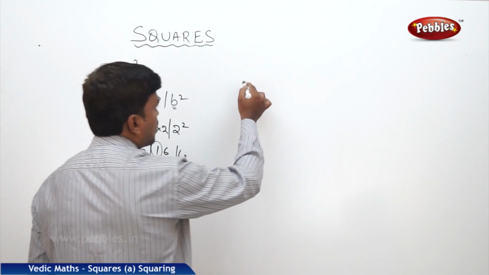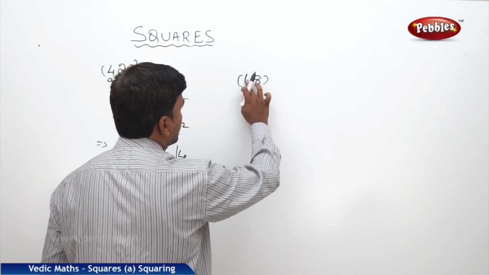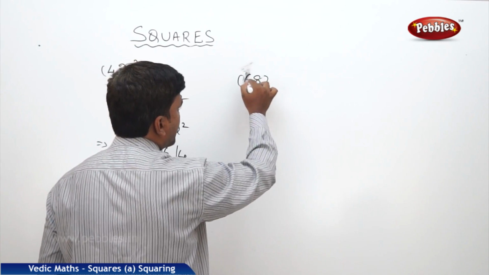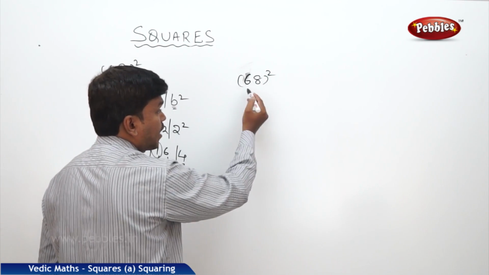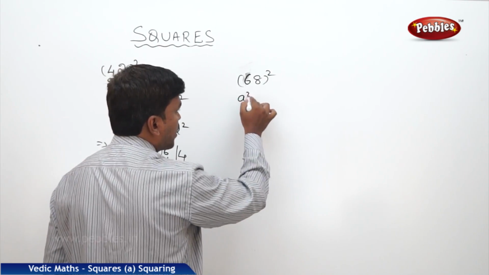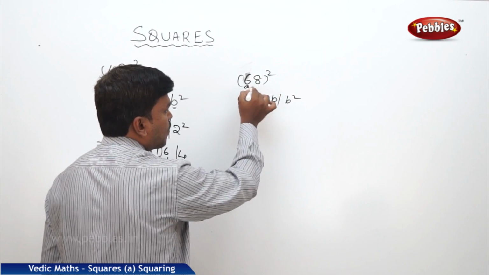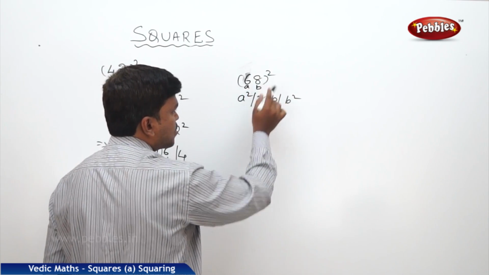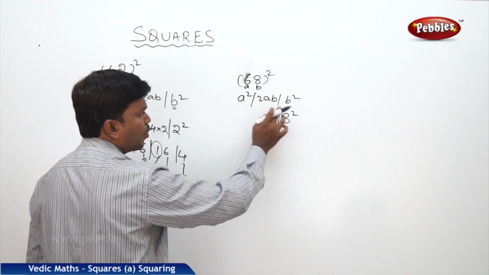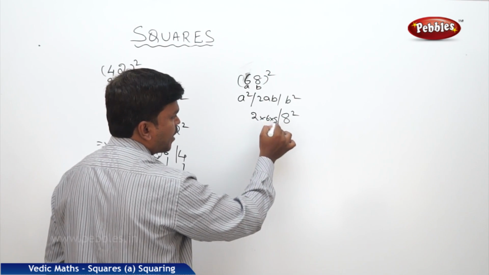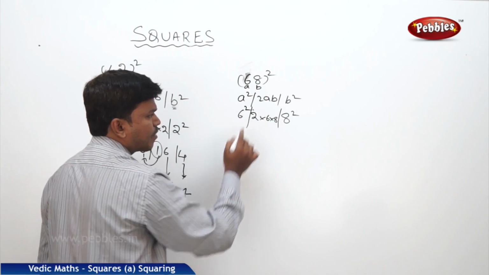One more example. Suppose I want to calculate 68 square. Again, you need to remember the formula. What is the formula? A square, 2AB, B square. Here, what is A and what is B? The tens place digit is taken as A and the ones place digit is taken as B. So start from the right side. B square means 8 square, 2AB, that is 2 into 6 into 8. Next, A square, A is 6, so A square means 6 square.